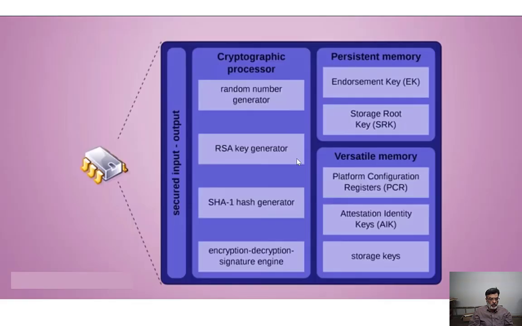So what is TPM? TPM is basically a chip present on your host computer. The function of this chip is to generate random numbers, to generate the random key, to generate the hash key, and to encrypt the data on your hard drive. It generates the key and saves the key on your hard drive.